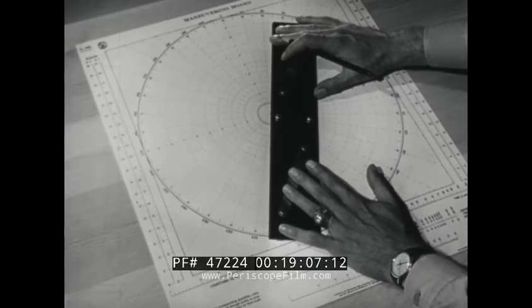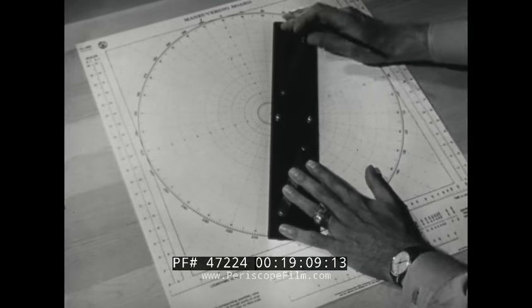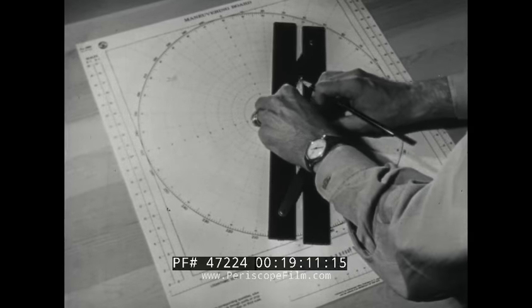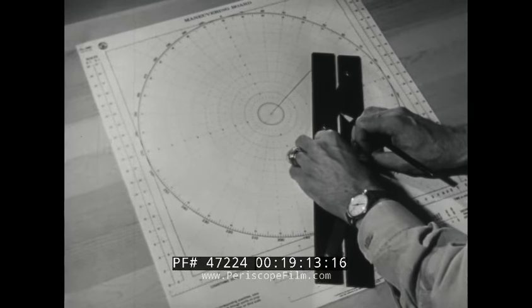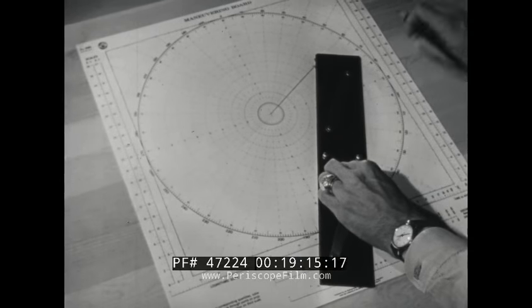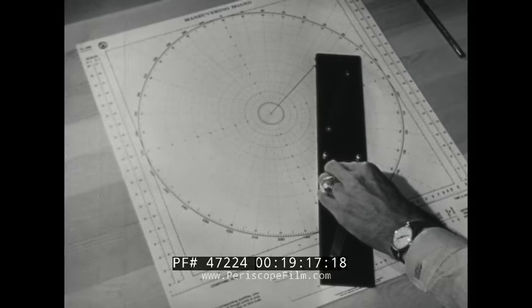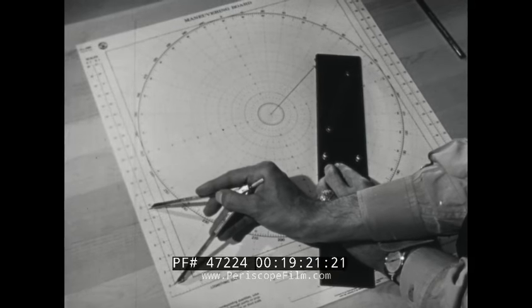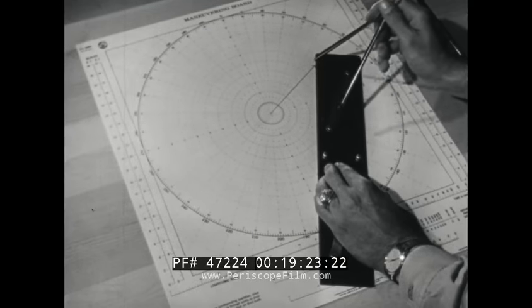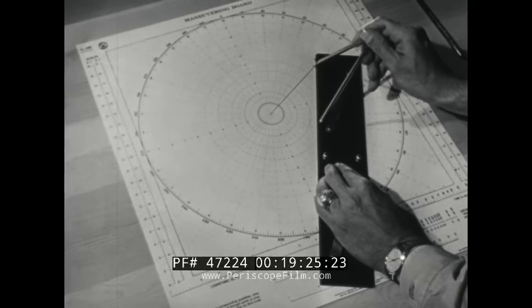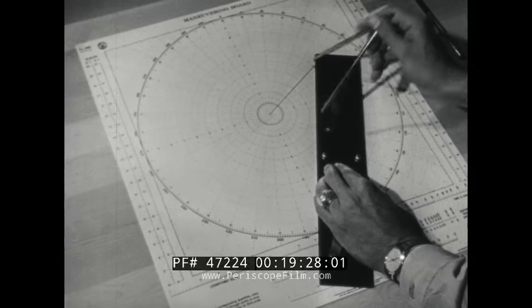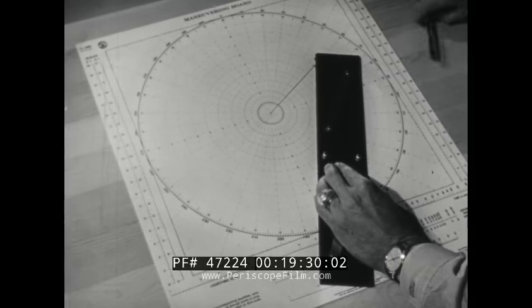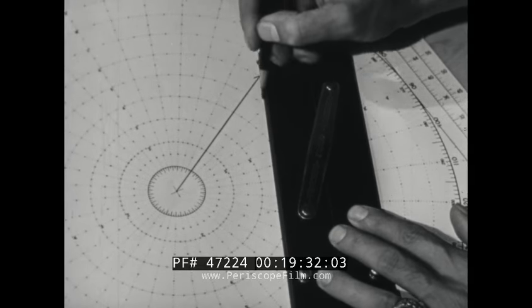Plot the relative motion vector from the tip of own ship's vector. As previously determined, this is 205 degrees true. And scale it to the speed of relative motion, 11.4 knots. You use the same scale of 2:1 that you used for own ship's vector. Two vectors are now complete.